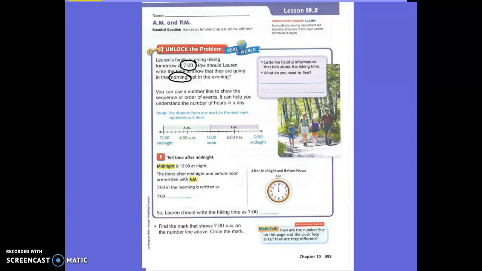Okay? Now, what are we trying to find? Cooper? How should Lauren write the time? How can Lauren write the time to show when they're going hiking?